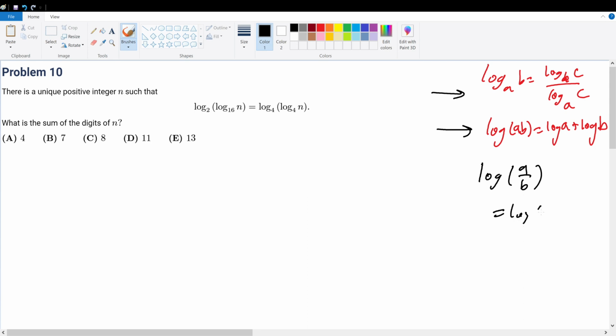as log of a times 1 over b. Therefore, it comes back to this formula, so you don't really necessarily need to memorize multiple. You only need to memorize these two, which we're going to use to solve the problem today.